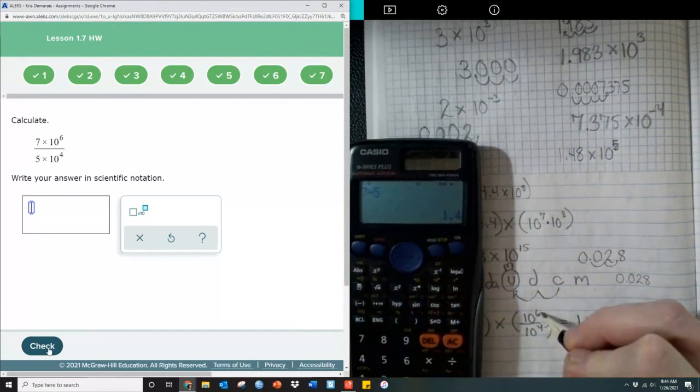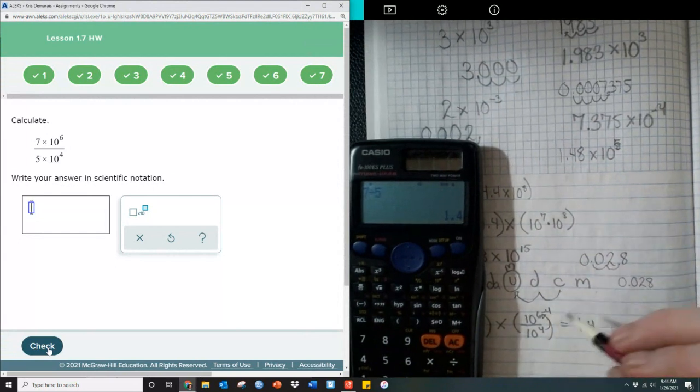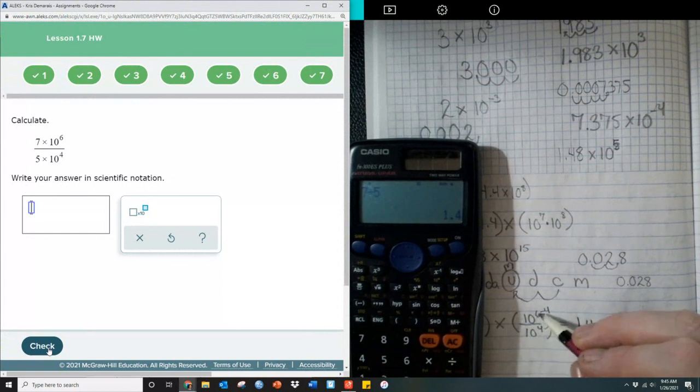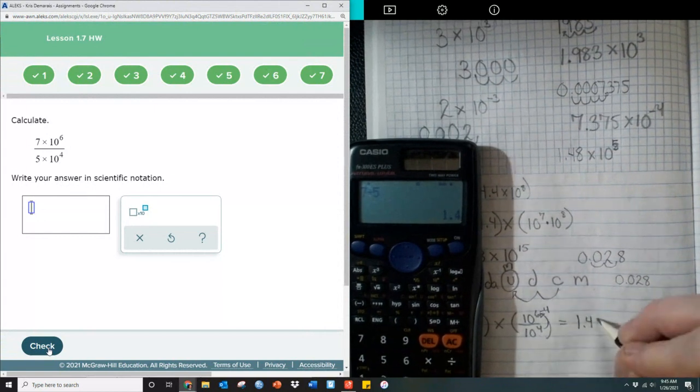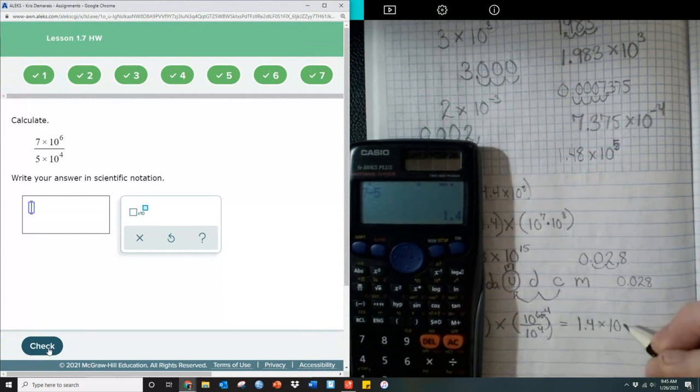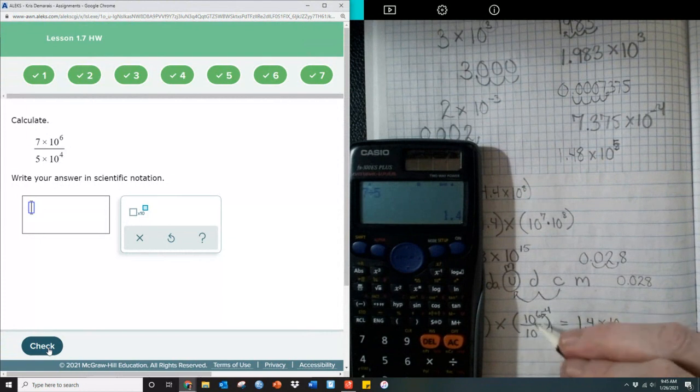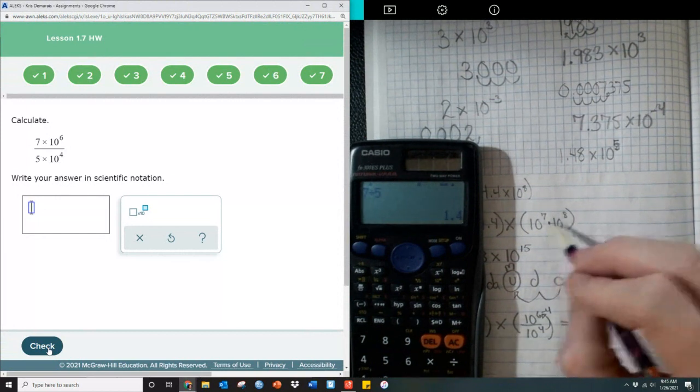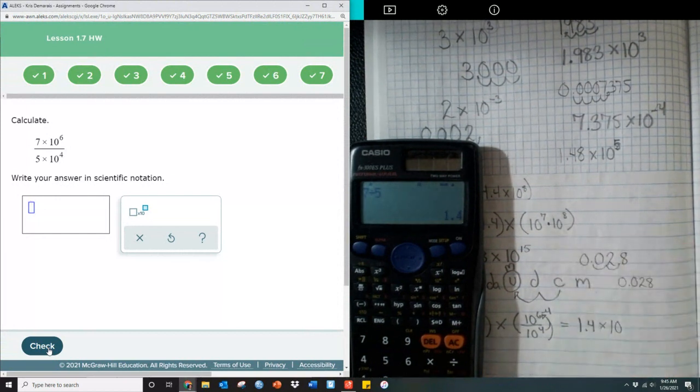And now when we bring this up, we subtract the 4 from the 6. That's how easy it is. So it's 6 minus 4. And we're always going to put it as 10 to some power. Now, every time you add division, you subtract the bottom from the top. When you have multiplication, you add.